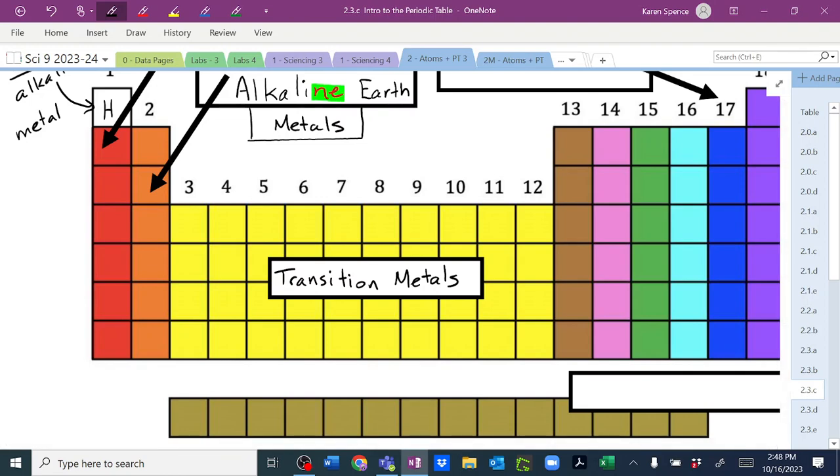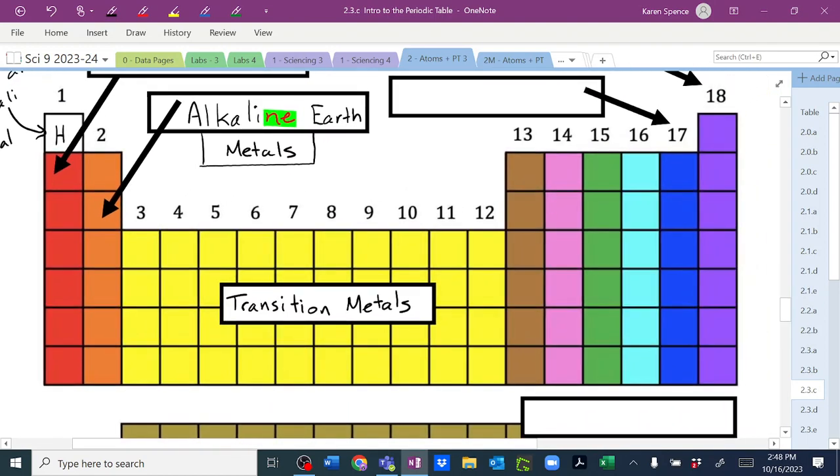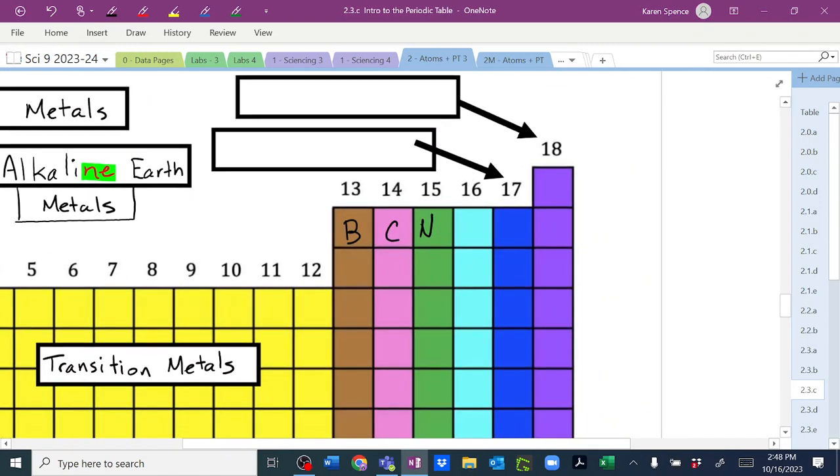Now you might notice group 13, 14, 15, there's no arrow pointing at them, there's no box. They don't really have names. If you wanted to name them, you could name them by their top element. You could call this one the boron group, you could call this the carbon group, you could call this the nitrogen group, or you could just say group 13, 14, 15. They don't really have names. Okay, so don't worry about them. And same thing actually with oxygen. The oxygen group, group 16, doesn't really have a name. But group 17 and 18 do have names.